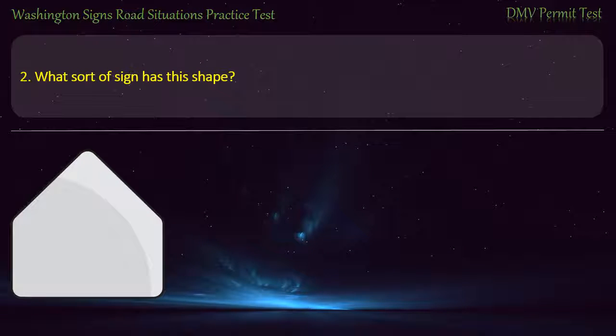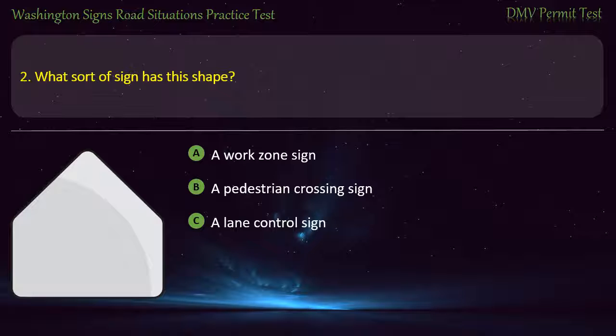Question 2. What sort of sign has this shape? A work zone sign. A pedestrian crossing sign. A lane control sign. A school sign. Answer. A school sign.